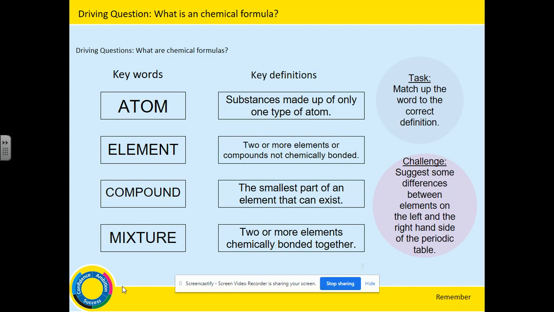Today's driving question is, what is a chemical formula? Pause the video, try to complete the task. Match the word with the correct definition. If you're finished and you're willing to take on a challenge, complete the challenge. Suggest some differences between elements on the left and the right side of the periodic table. That's if you're up for the challenge, but you must complete the task.